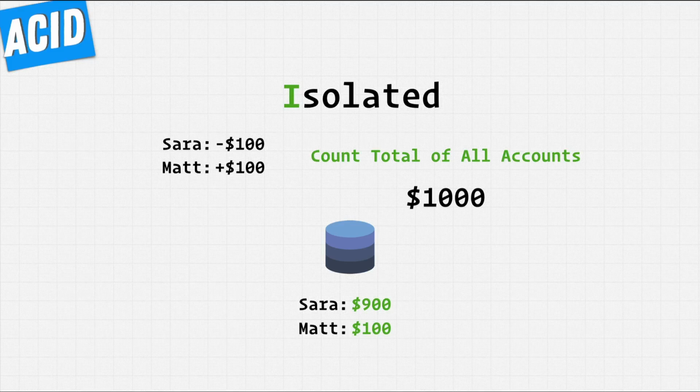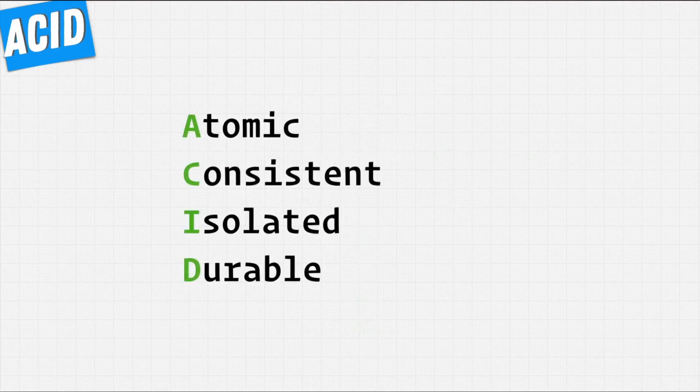Isolated pretty much means that these transactions are isolated from each other. They cannot get involved in the middle of another transaction. That's isolated. And then D is durable. And durable just means that in the case that your database goes down, it does not roll back to any value if any transaction has already completed before.